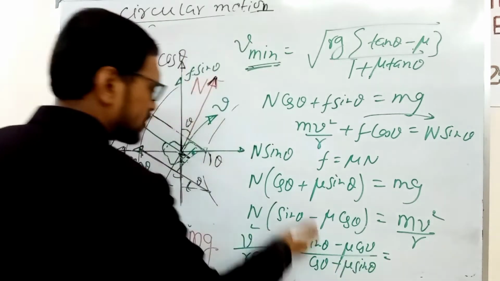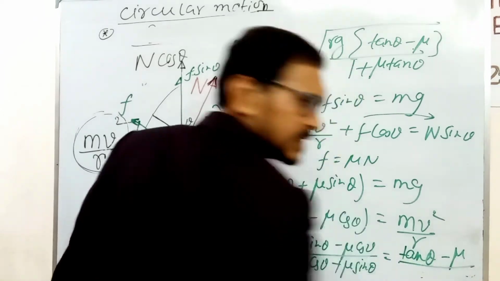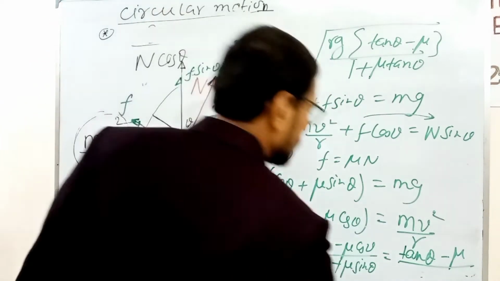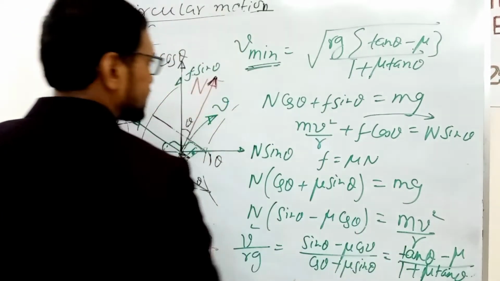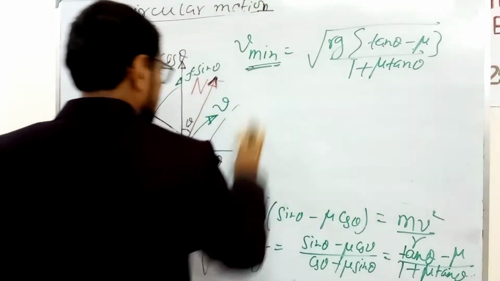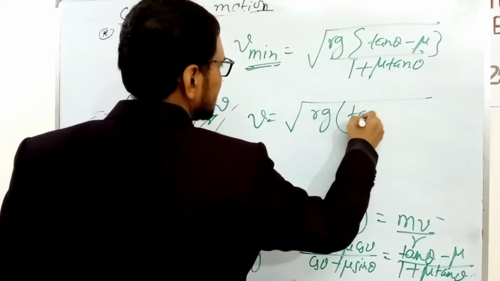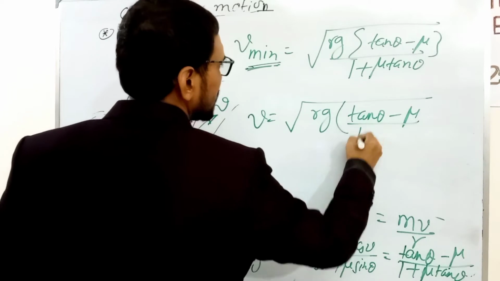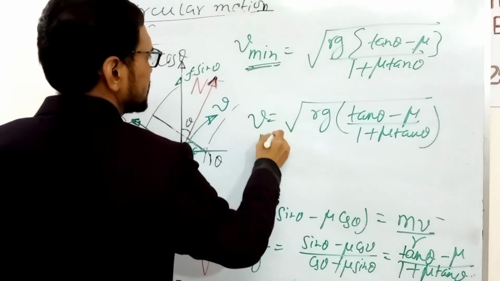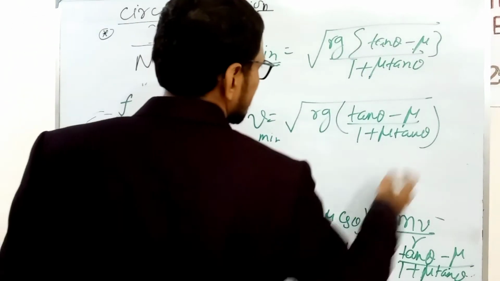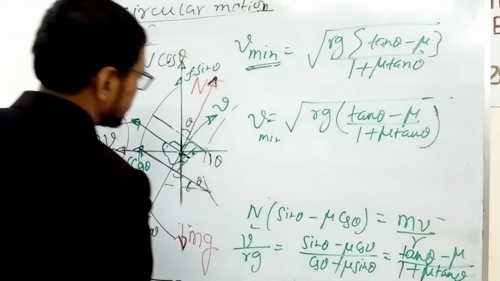Now if we divide by cos theta, we get tan theta minus mu divided by 1 plus mu tan theta. So multiplying by rg, v equal to root over rg into tan theta minus mu by 1 plus mu tan theta. So this is the minimum velocity.